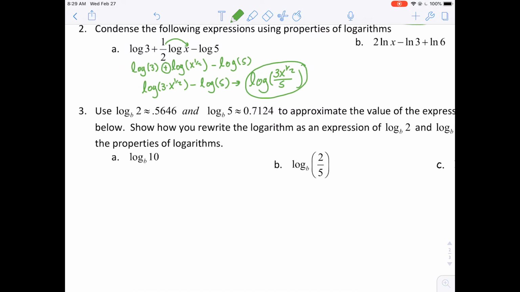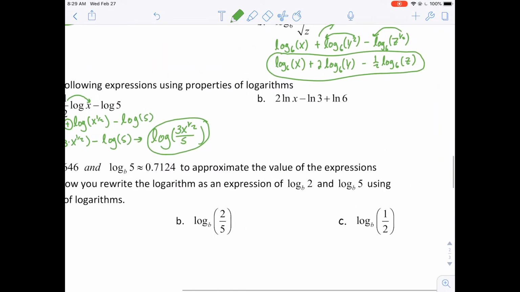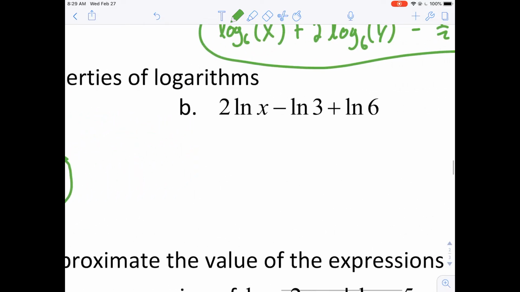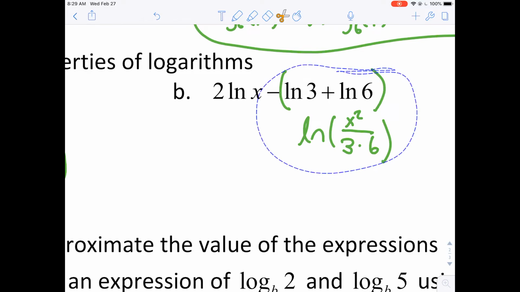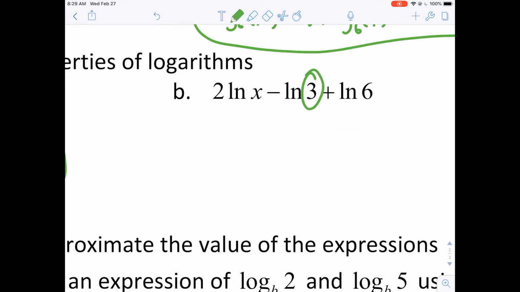Same with this one. The only thing that's going to be in the denominator should be this 3, okay? The difference would be if there was a parentheses here, then the ln of 3 times 6 would be in the bottom, and then the x squared would be in the top, okay? But only if there was a parentheses there. Because there's not a parentheses, only this 3 should be in the bottom.